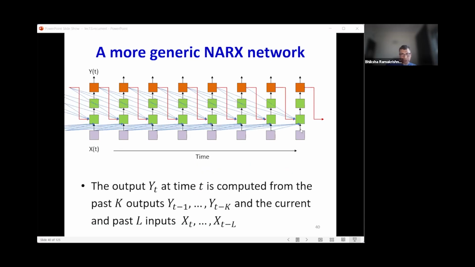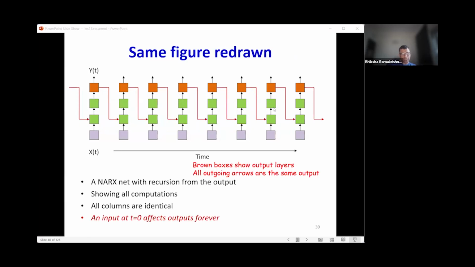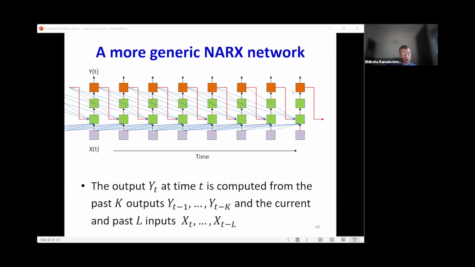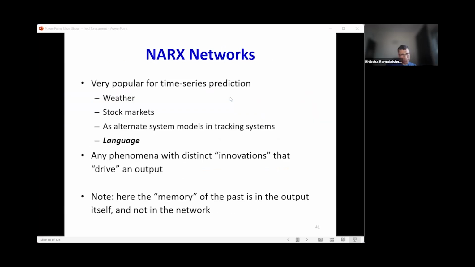At any time, it could be considering both the current input and a whole bunch of past inputs, and a whole bunch of past outputs. But this would still be regressing over its own outputs over time. So this here is a first order autoregression, where it considers only one past output. This is a higher order autoregression, where it considers several past outputs.